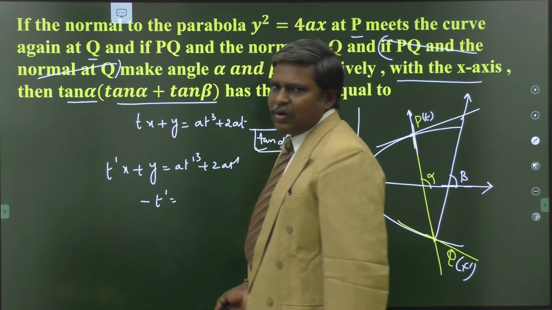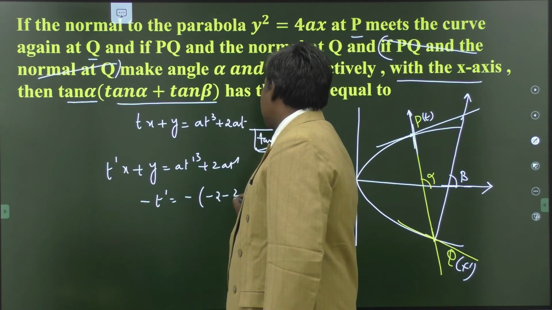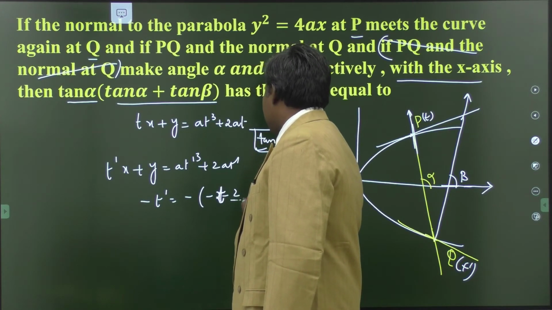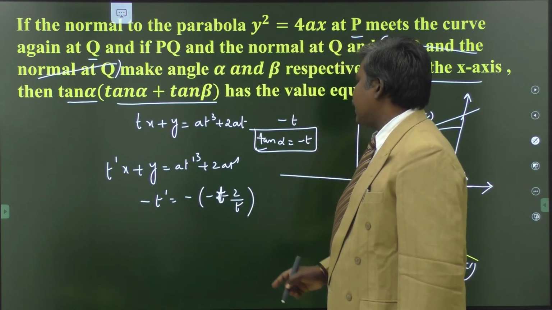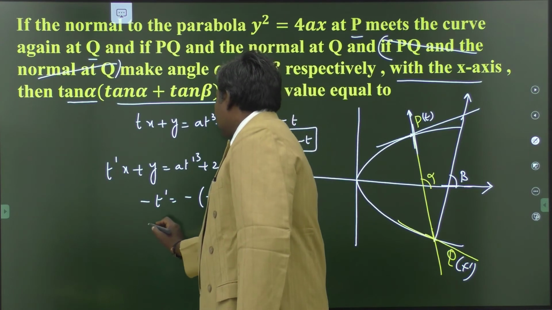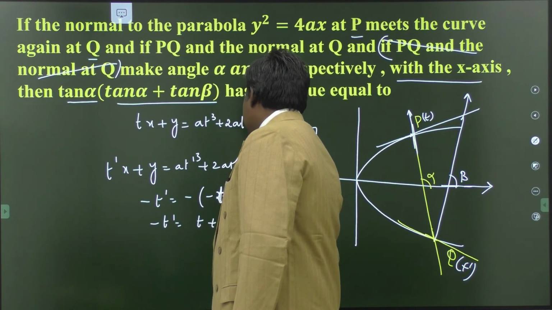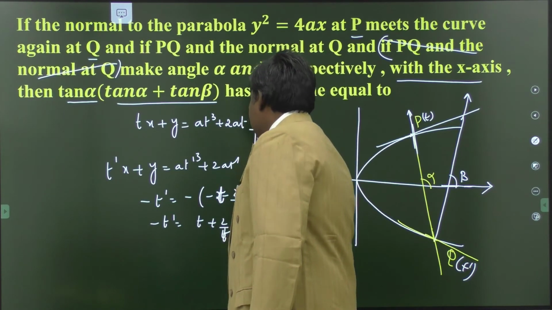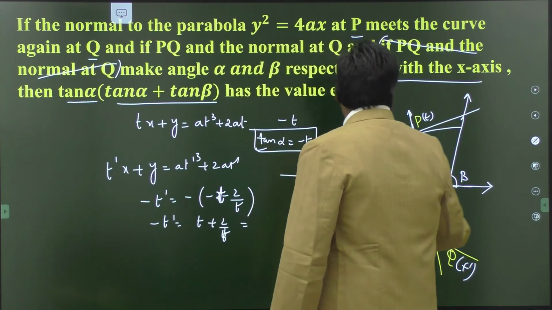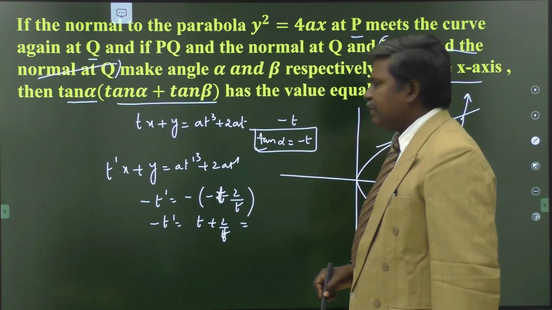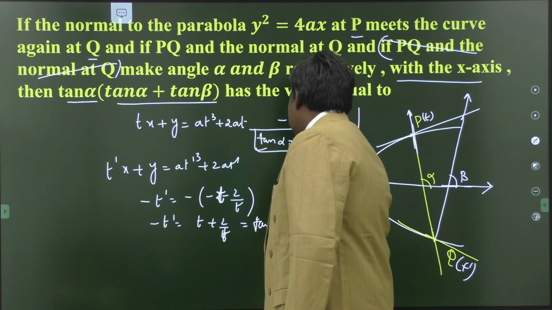But can you write the value of t dash in terms of t or not? Yes. That is nothing but minus t minus 2 by t. We have the relation between t dash and t. t dash is equal to minus t minus 2 by t. So, minus t dash is equal to t plus 2 by t. What is your minus t dash? Minus t dash is nothing but tan beta because your normal makes an angle beta. That is why minus t dash equals t plus 2 by t, which equals tan beta.